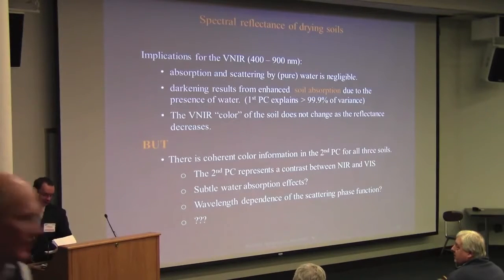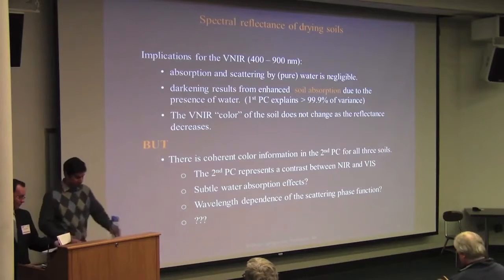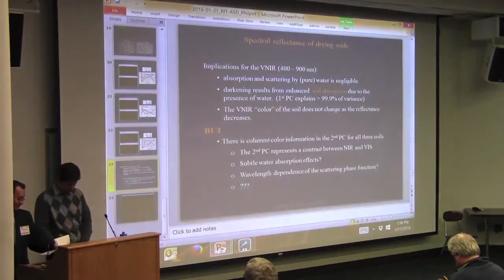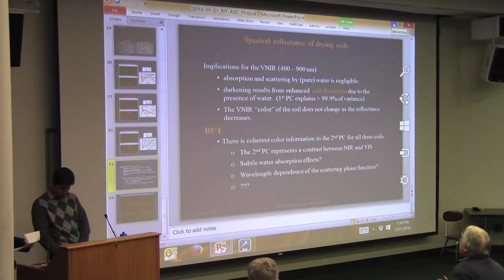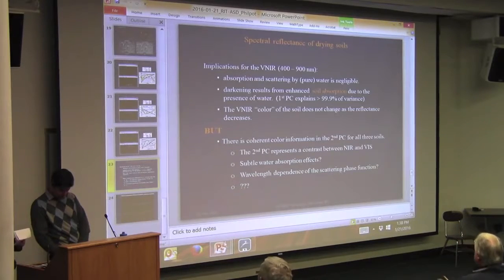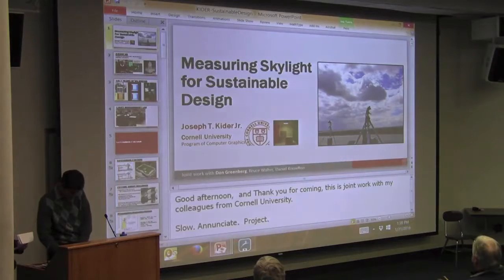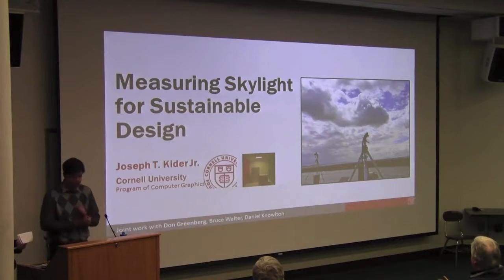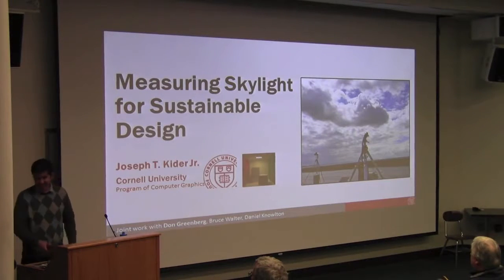Joe Kiter. Dr. Kiter is a research associate working at the program of computer graphics at Cornell University. He received his PhD from the University of Pennsylvania, and his research focuses on interdisciplinary digital design of sustainable architecture. He works on advanced numeric simulations that calculate a building's daylighting behavior, thermal performance, and material properties. Dr. Kiter will be presenting on measuring Skylight for sustainable design.